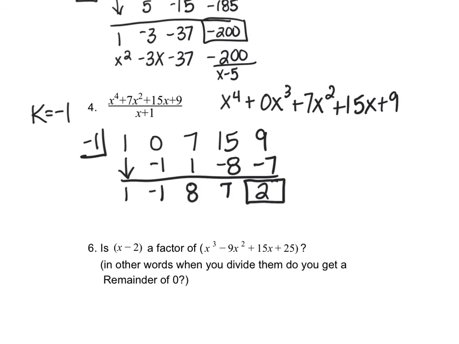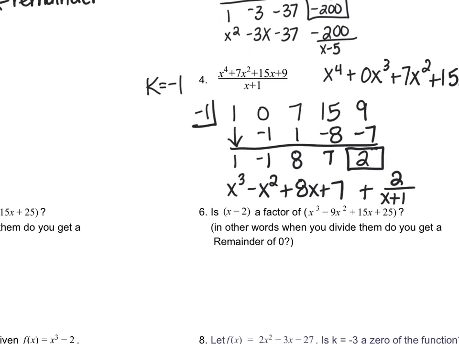So my division is going to produce a quotient. So we started with x to the 4, so we're going to drop it down to x to the third minus x squared plus 8x plus 7 plus 2 over the divisor, which is x plus 1.